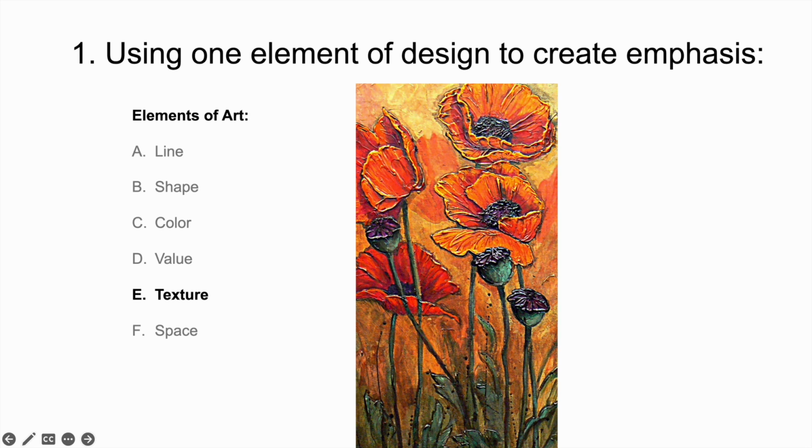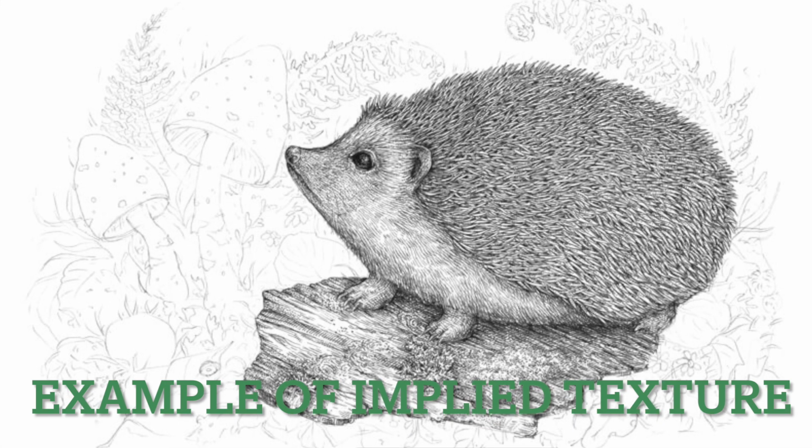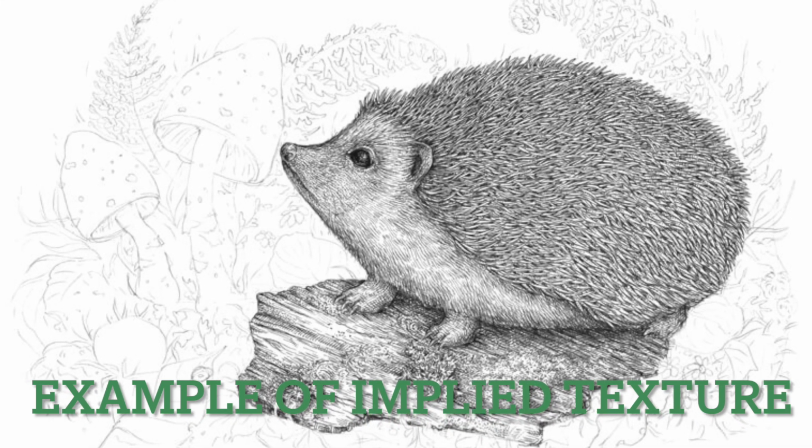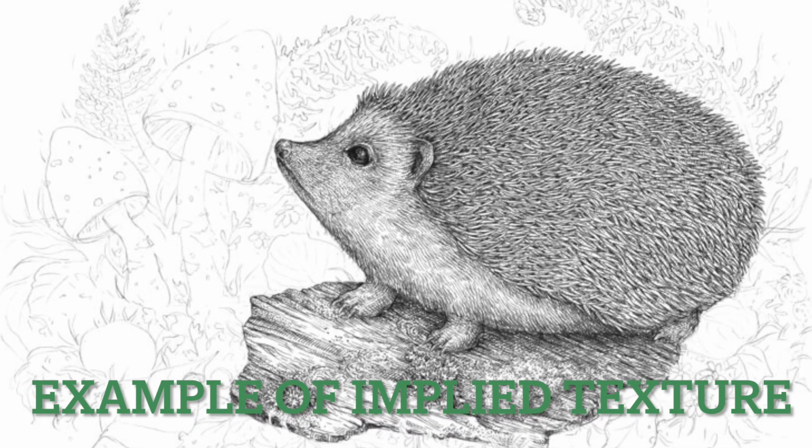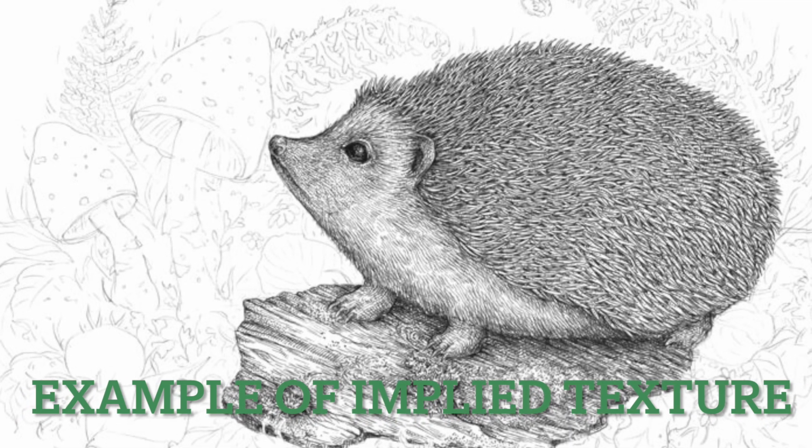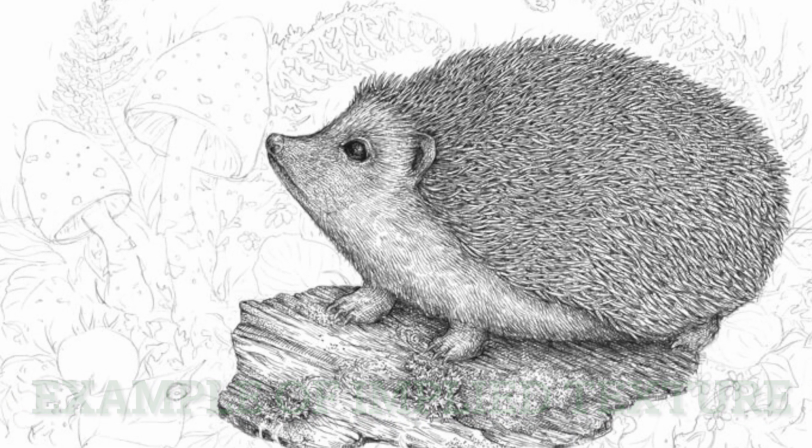But you can also have implied texture, which is where you might try and make something look fuzzy or hairy and everything else is smooth in your composition, or vice versa. Maybe you have one area where everything is smooth and then everything else is kind of furry, bumpy, pointy, or sharp.